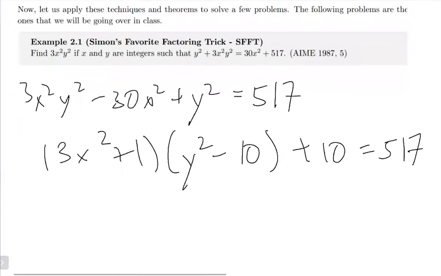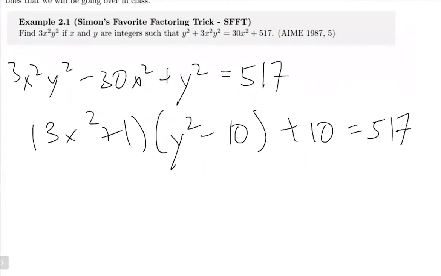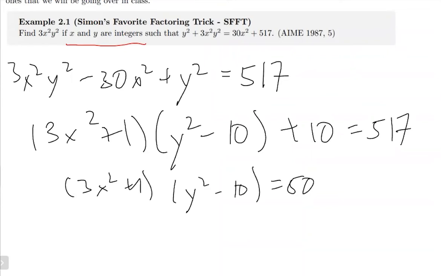And you can see how this can be very helpful, right? Because in the beginning, what would you try to do? You might try to brute force this problem, but you can see that with a clever factorization here, you can essentially reduce the problem to finding factor pairs, because it mentions specifically that x and y are integers. So this is the key part, right? So after factorization, we find that 3x squared plus 1 times y squared minus 10 is equal to 507.